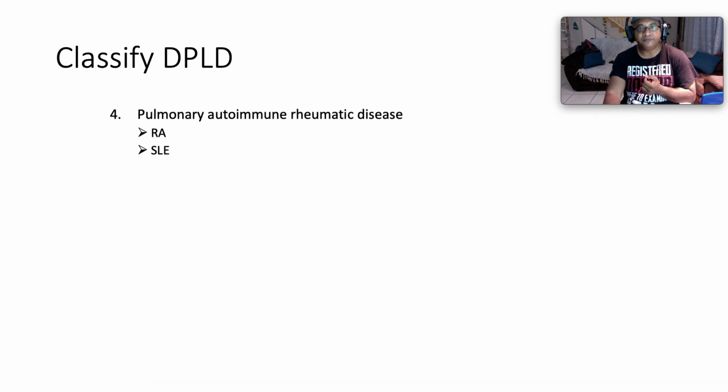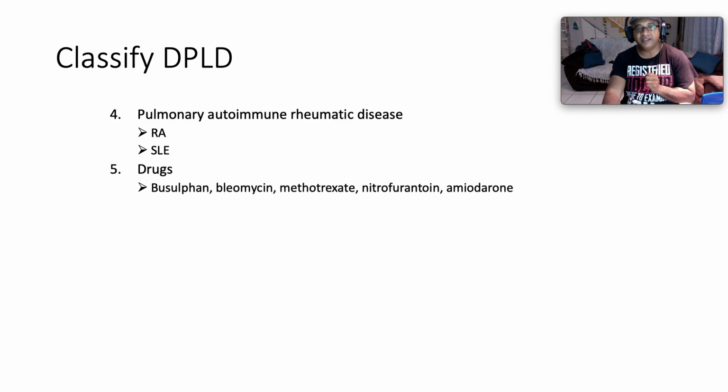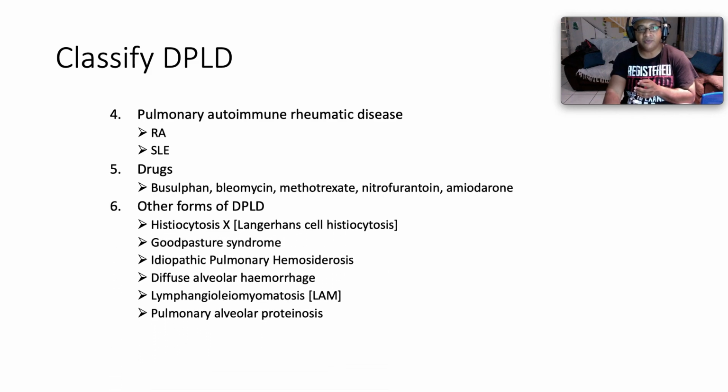Then the fourth group is pulmonary autoimmune rheumatic disease. The main ones there, the forerunners, are rheumatoid arthritis and SLE. We don't forget about dermatomyositis and polymyositis as well. Then the fifth group is drugs which cause diffuse parenchymal lung disease, the likes of busulfan, bleomycin, methotrexate, nitrofurantoin, amiodarone. And of course, the sixth group is other forms of diffuse parenchymal lung disease, the likes of histiocytosis X, which was previously called Langerhans cell histiocytosis.